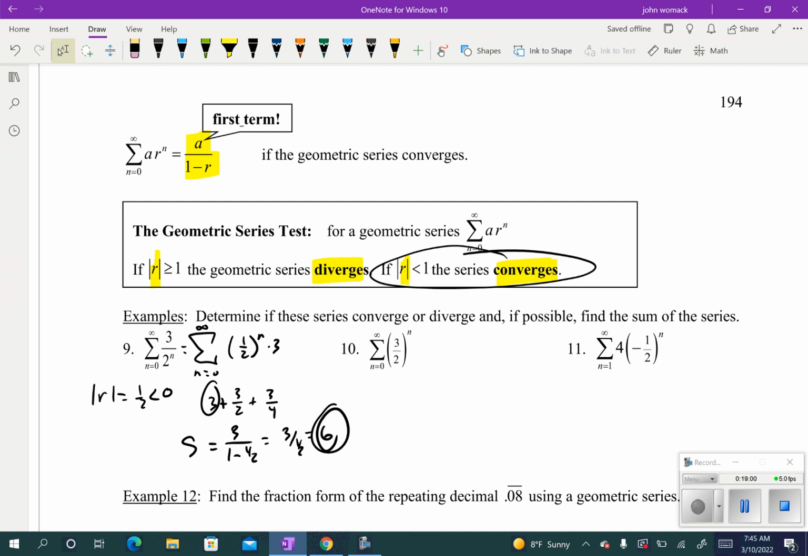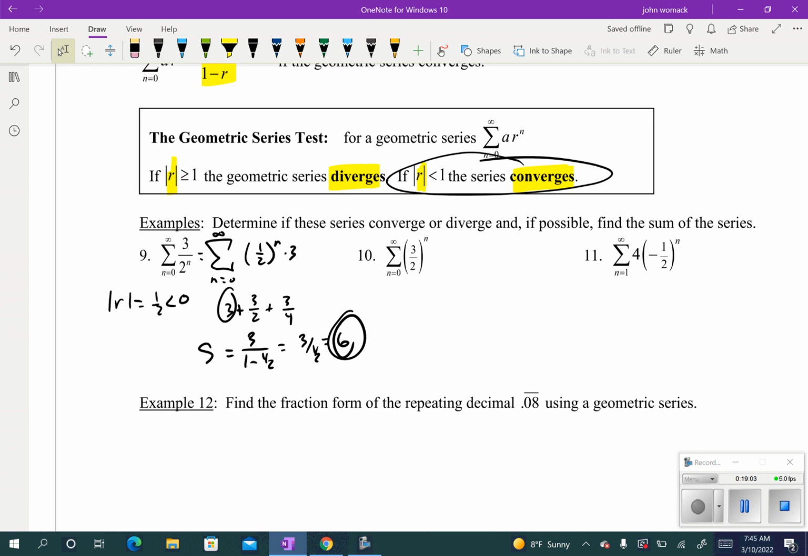All right, let's look at this next example. If I put in 0, this would be 1. If I plug in 1, it'd be 3 halves. If I plug in 2, it'd be 9 fourths. So what's happening each time is you're timesing by 3 halves. So R is equal to 3 halves, and the absolute value of R is still 3 halves. That is greater than or equal to 1, so this one diverges. We know that because of the geometric series test.